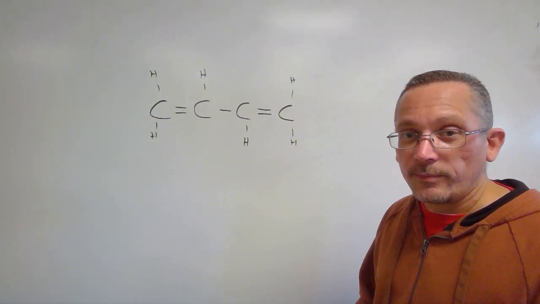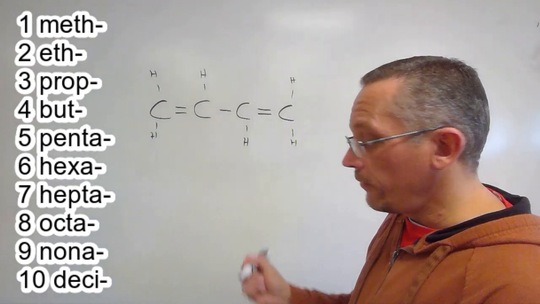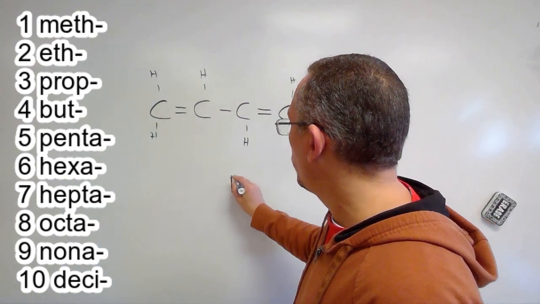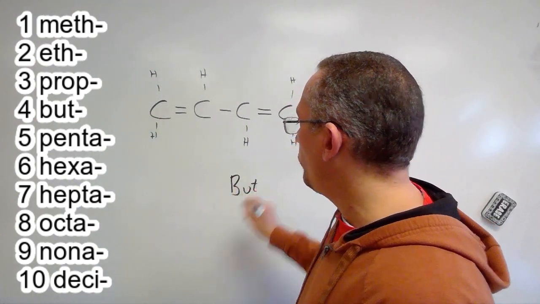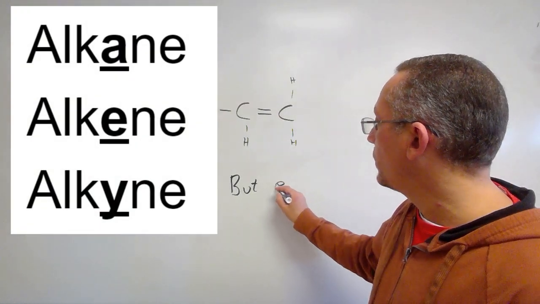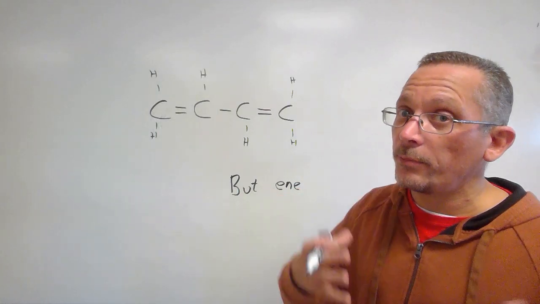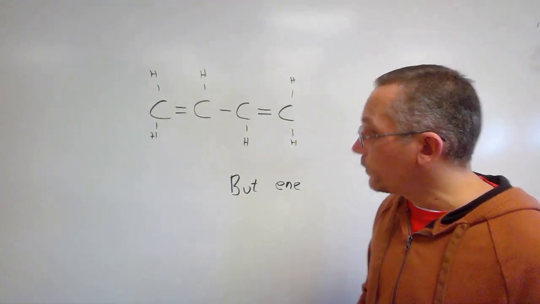How about this one here? Okay, I have 4 carbons, so my organic prefix is but. It's an alkene, so my suffix is ene. Notice I left a little bit of space there because I'm going to need to put something else in the middle there. We'll get there in 1 second.